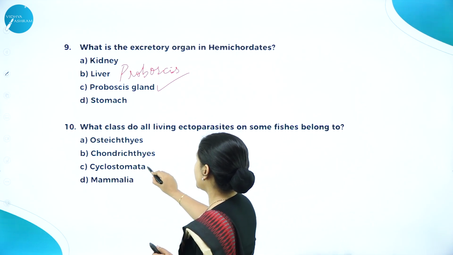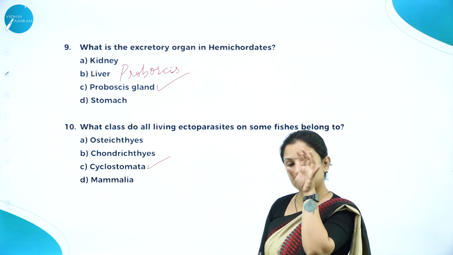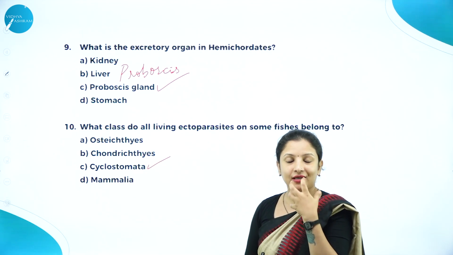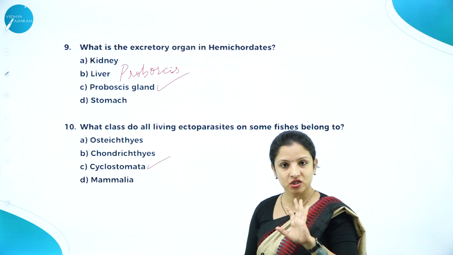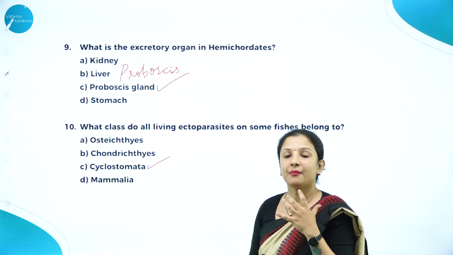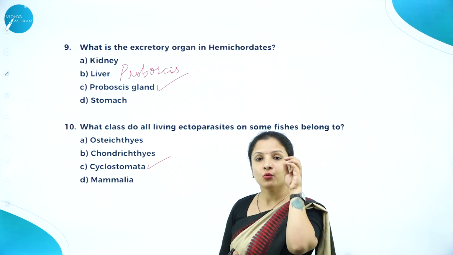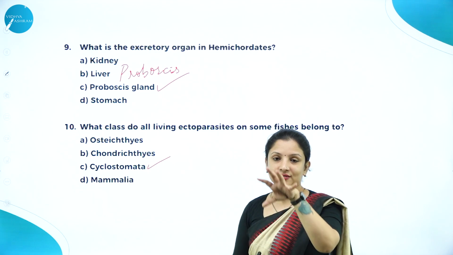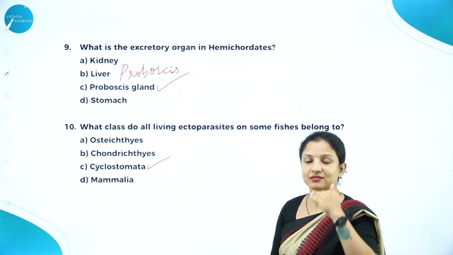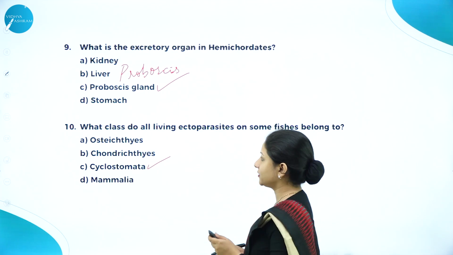It is Cyclostomata, because Osteichthyes and Chondrichthyes do not have to live as parasites on other organisms, because they have teeth and are capable of chewing and catching their prey. But the cyclostomes are jawless organisms. They come under Agnatha, which means they do not have jaws. Instead they have suckers with which they stick onto the body of fishes and derive nutrition from the fish body. That is why it is called an ectoparasite. Ecto means living outside something. So it is Cyclostomata.